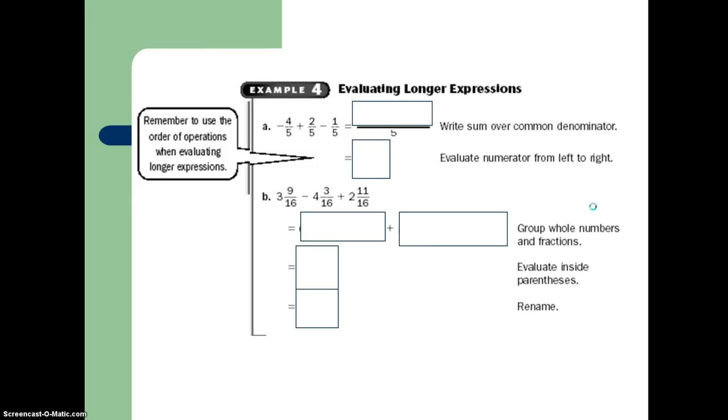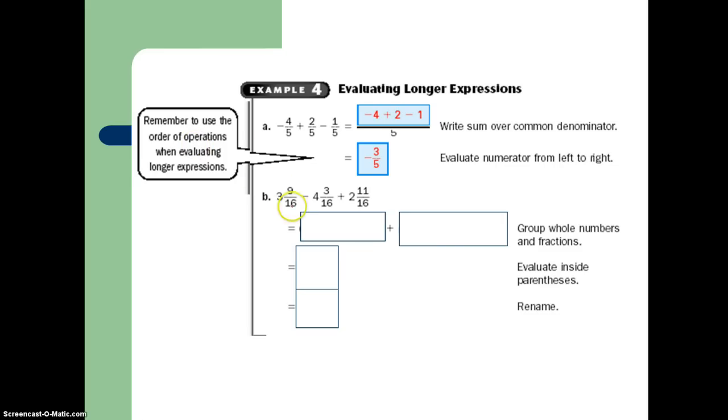We're going to do some longer expressions now. For example, put the negative with the 4, so we have negative 4 plus 2 minus 1. Solve it left to right. Negative 4 plus 2 is negative 2, minus 1 is negative 3 over 5.